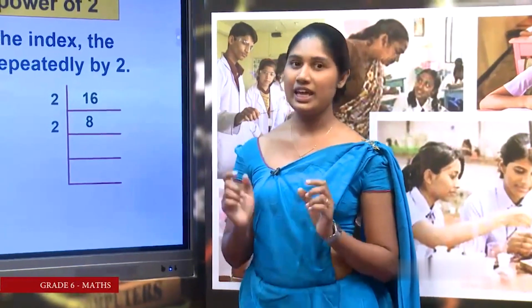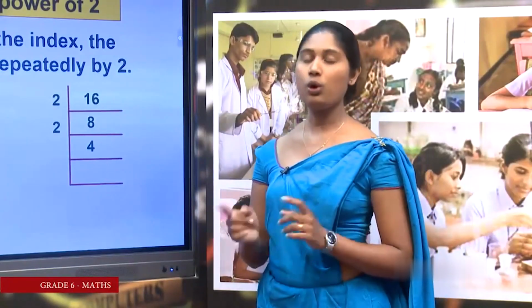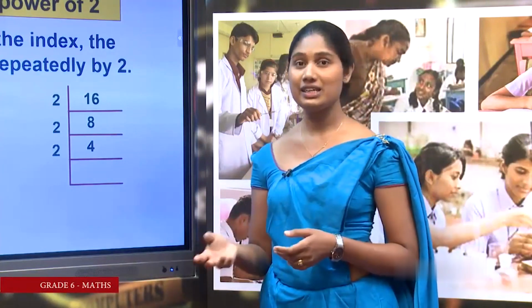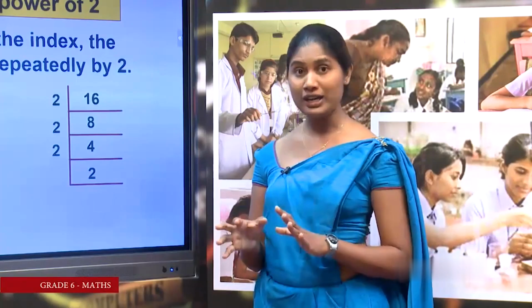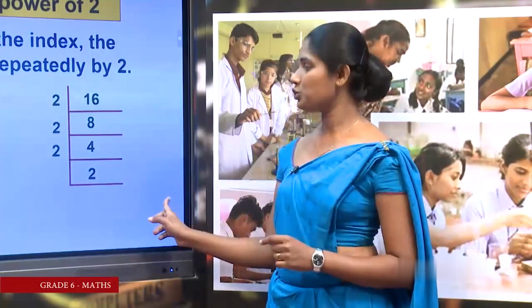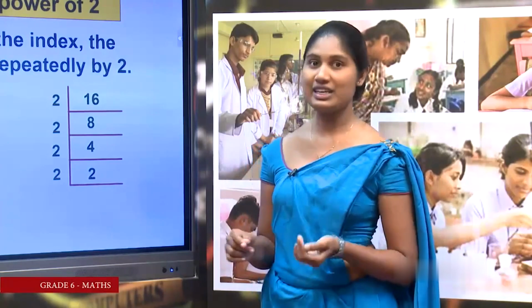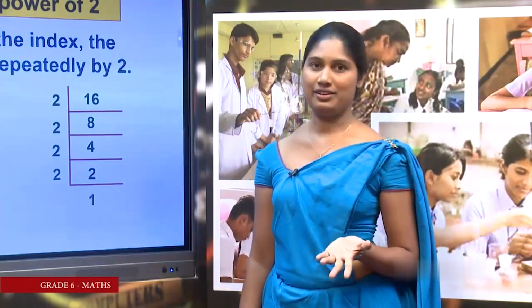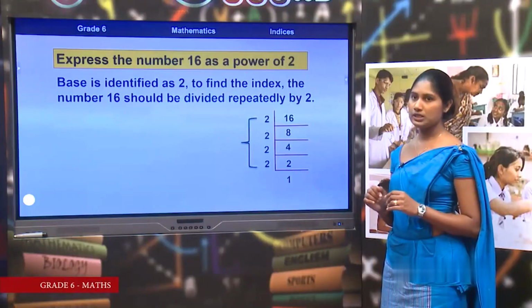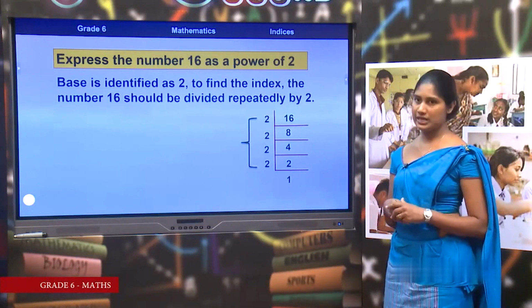Okay, my dear children, 8 we have to divide by 2, that is 4. 4 also we have to divide by 2. Then after dividing that, the answer is 2. You can't stop it because we have to divide until 1. Then 2 also we have to divide again by 2. Then 2 divided by 2, what is the answer? That is 1. Okay, now we can write these 2's. We can use these 2's to write the answer. How many 2's can you see?